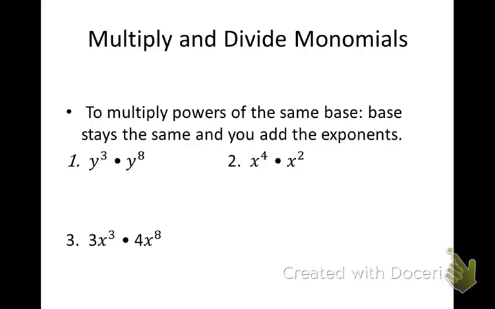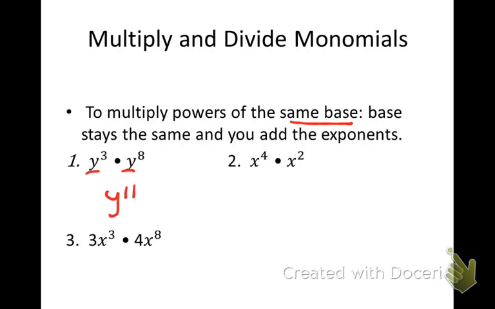Today we're going to talk about multiplying and dividing monomials. And we're looking at how to multiply powers of the same base. So the bases do have to be the same for this rule. The base stays the same and you add the exponents. So in this case the bases are the same, so it's just going to be y to the 11th. That's all you have to do.